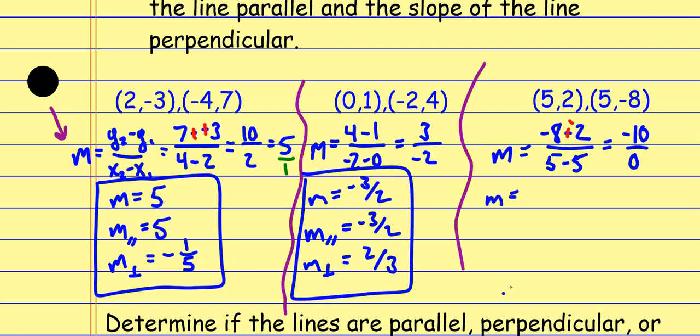We know we can't divide by 0 here. Negative 10 divided by 0 is impossible. For slope, we call it undefined.